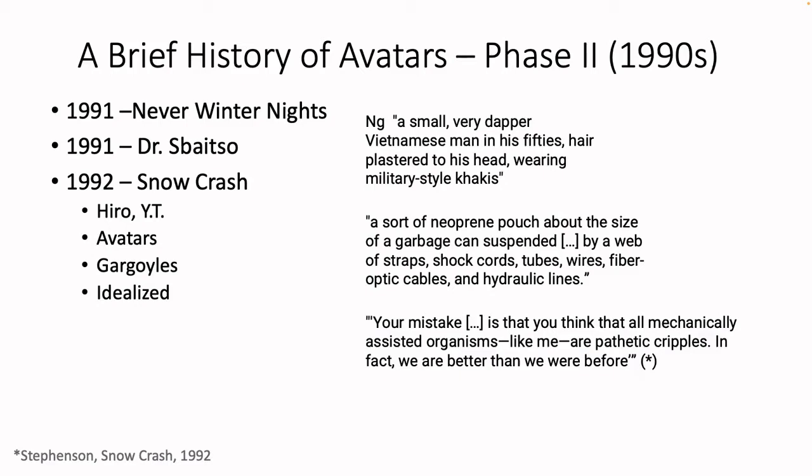He tells YT at the end of the scene, "Your mistake is that you think all mechanically assisted organisms like Ing are pathetic cripples. In fact, we are better than we were before." So this brings up an interesting idea. We've all heard of augmentation of the human body and transhumanism, but this is a kind of augmentation in order to live in the metaverse 24/7. So that was another avatar-related concept that was introduced in Snow Crash. Of course, there are others. Those of you who are reading it this semester may want to comment on those in your projects.